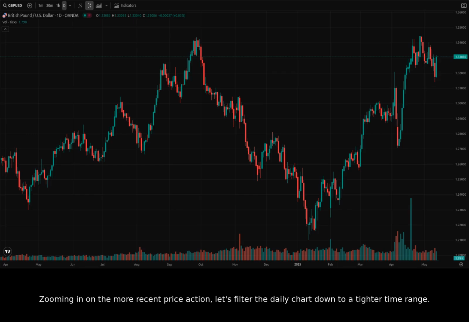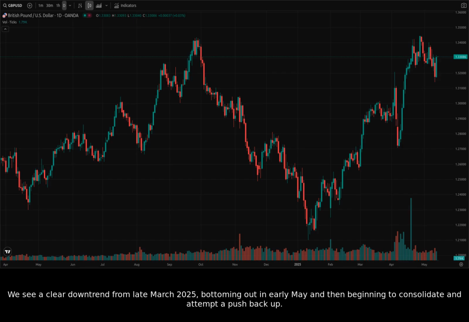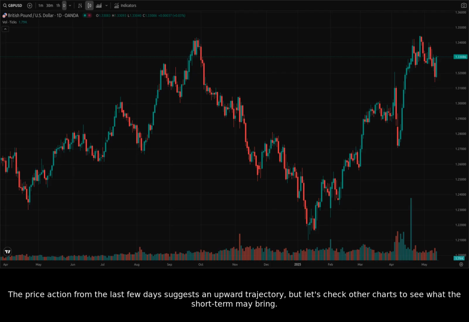Zooming in on the more recent price action, let's filter the daily chart down to a tighter time range. I'm filtering this daily chart down to 2025 only, starting from January 1st, 2025 until now. We see a clear downtrend from late March 2025, bottoming out in early May and then beginning to consolidate and attempt to push back up. The price action from the last few days suggests an upward trajectory, but let's check other charts to see what the short term may bring.